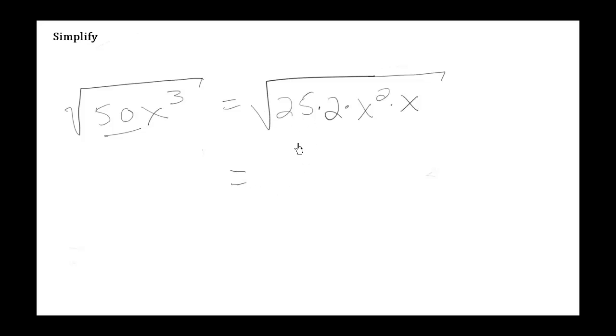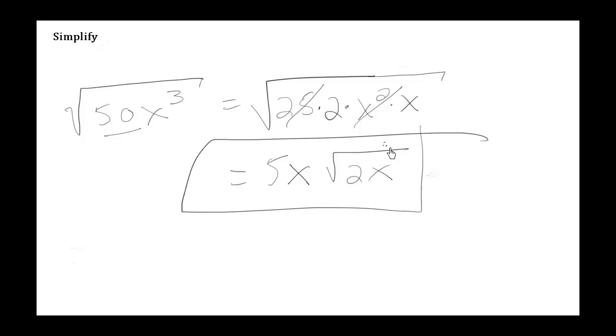And now I can use that property. The square root of 25 is a 5. That takes care of that. That 2 is trapped. The square root of x squared, those guys cancel out. That gives me an x. And then what's left inside? I've got a 2x. And we got it. Okay, and that's how we use the properties. And that'll do it for this one.